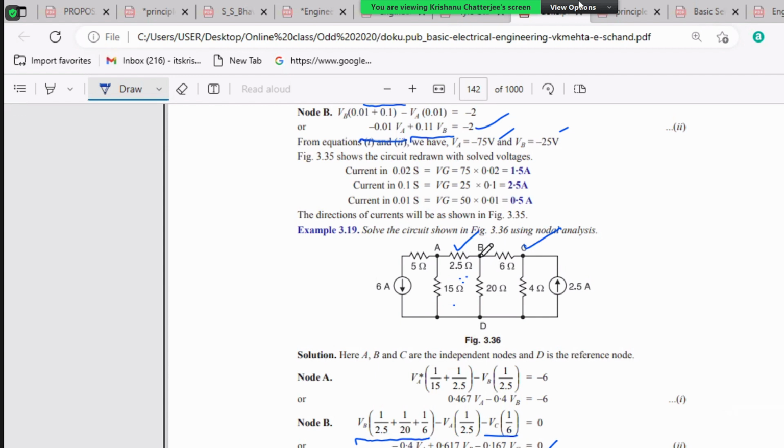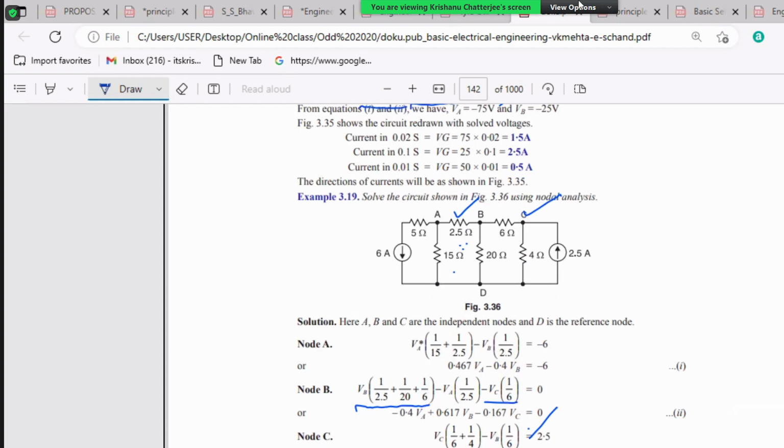Now if you are talking about D1, it will be 1 by 2.5, 1 by 20, 1 by 6, like this. If you are talking about C1, 1 by 6, 1 by 4, there are no conductances over here. And accordingly, the currents, if they are coming out, those will be -6. If going inside, it will be +2.5. Here +2.5. And in case of no currents, it is 0. GAB is 2.5, GBC is 6. Accordingly, write the equation.